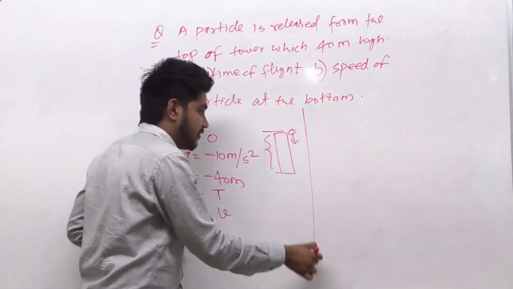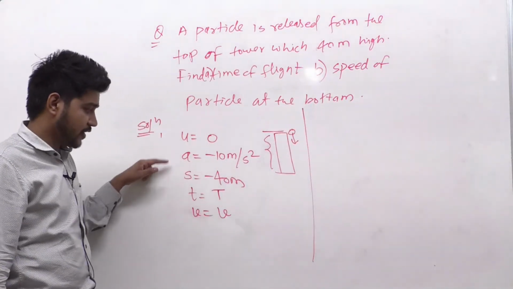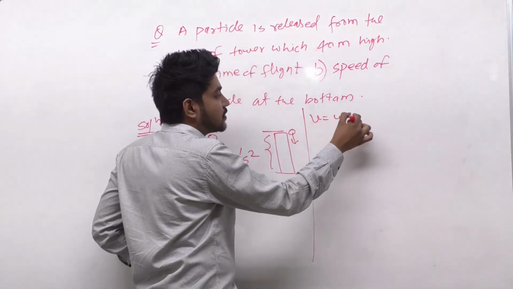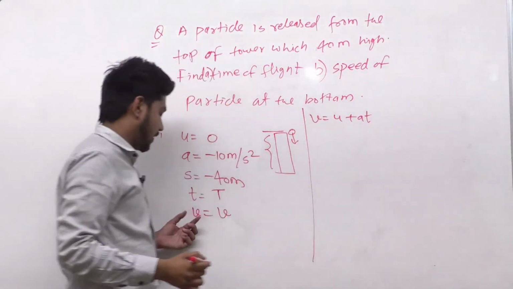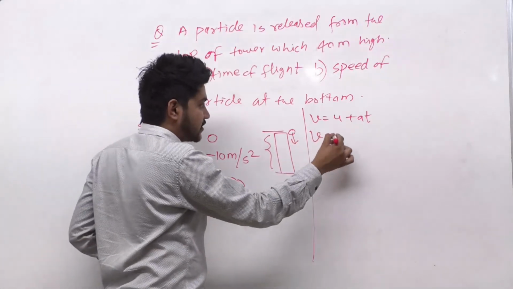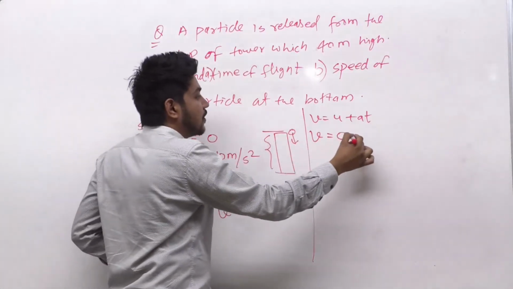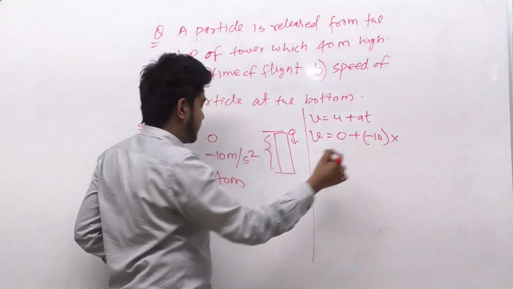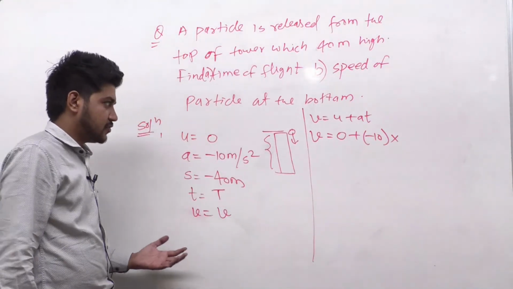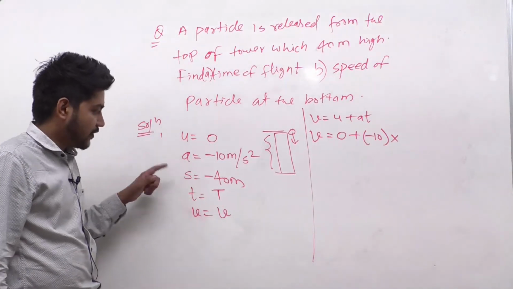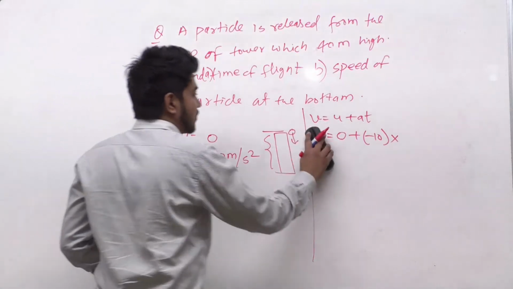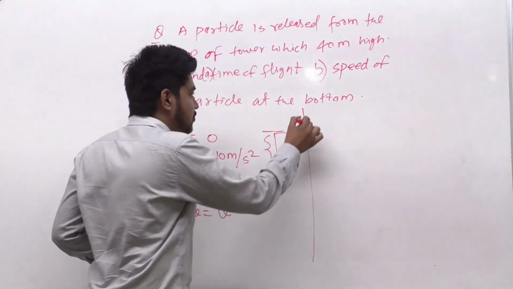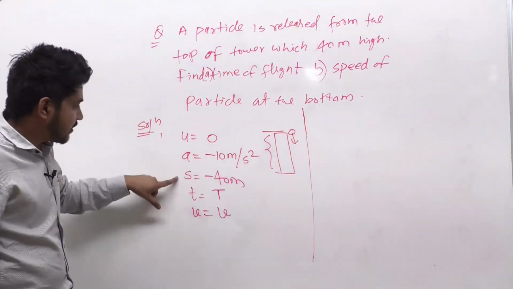So what equation can we use here? The very first equation is v is equal to u plus at. Final velocity v is what we have to find, initial velocity is 0, acceleration g is minus 10, and time we don't know. So we cannot go ahead with this equation. I'm erasing it. We have to use another equation in which these three variables can be used.